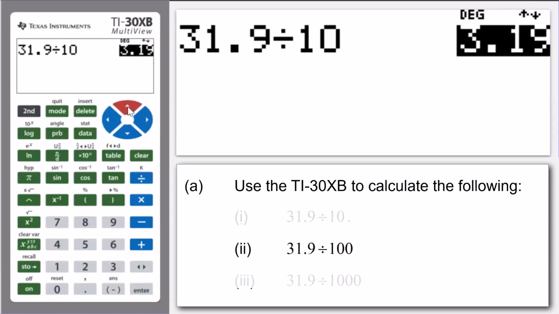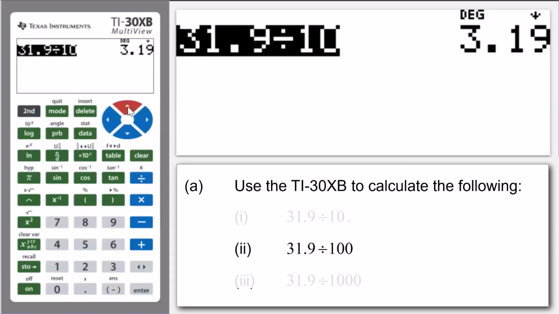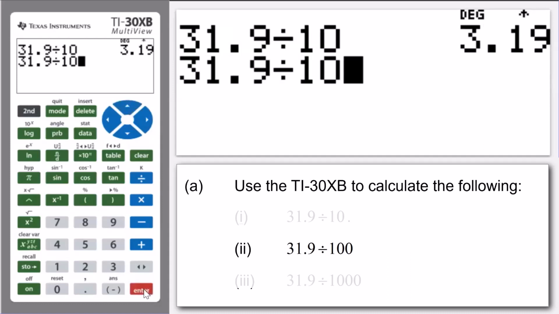Next, we'll press the up arrow twice to highlight our input and then press enter to bring it down to a new entry line. To calculate 31.9 divided by 100, all we need to do is add a 0. Now, if we think about this, 31.9 is about 30, and 30 divided by 100 is about 0.3. So we would expect an answer of 0.319. We press enter, and that's indeed what we get.